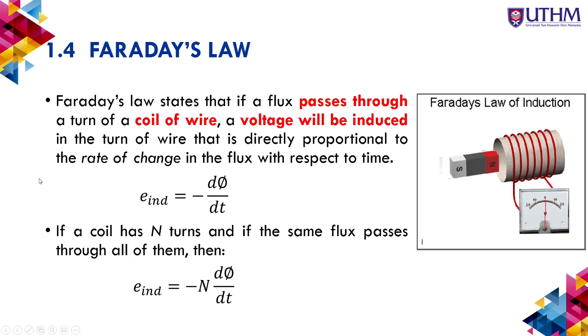I will just go through Faraday's law. So you have this magnet. When this magnet produces a magnetic flux that cuts through the coil, it will induce a voltage. The more turns the coil has, the more voltage is induced. So why the negative sign? It is because of the opposing direction. The sign here comes from Lenz's law.